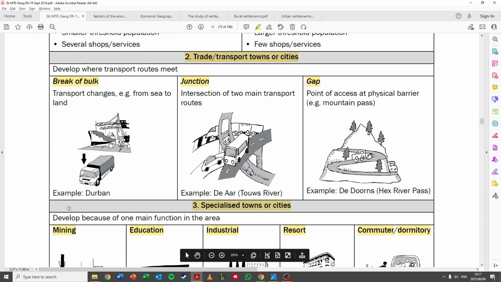Okay, then we have our trade and our transport towns and cities. These develop where transport routes meet. The first one is break of bulk. This is where the transport changes, for example, from sea to land. Then we have our junction. So this is settlements that develop at an intersection of two main transport routes. And lastly, gap, point of access at a physical barrier like a mountain pass, like the Du Toitskloof or Hex River Pass.